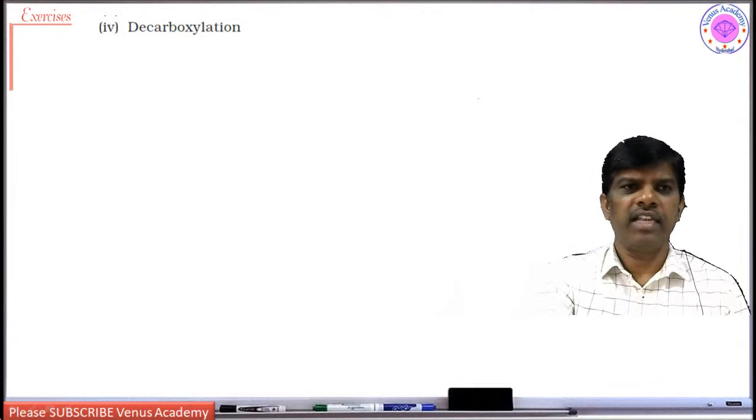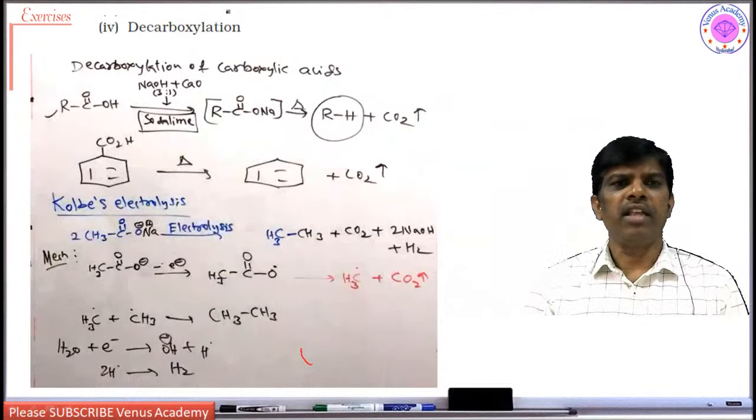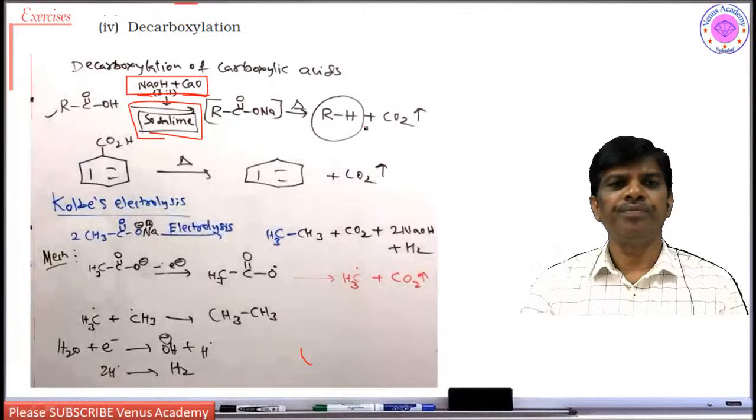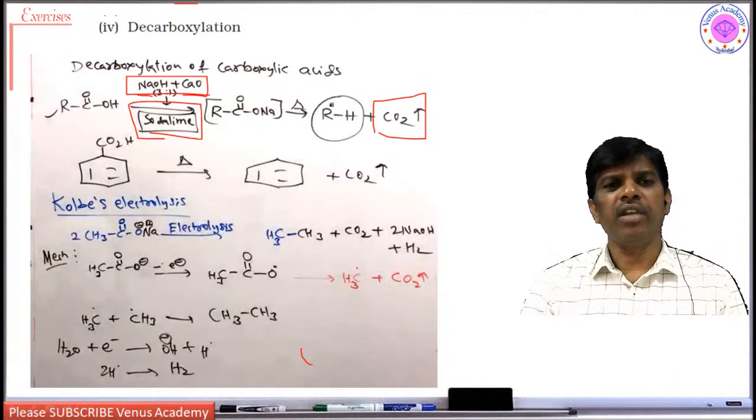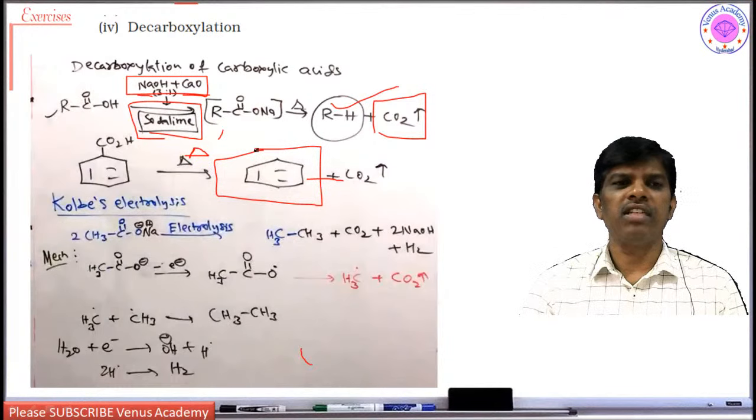Next, decarboxylation. Carboxylic acids in the presence of soda lime, that is a mixture of sodium hydroxide and calcium oxide in a 3:1 ratio, known as soda lime, upon heating undergo decarboxylation, losing carbon dioxide to give alkanes. For aryl carboxylic acids, even simple heating without soda lime also causes decarboxylation, but at high temperatures. This is how decarboxylation takes place.